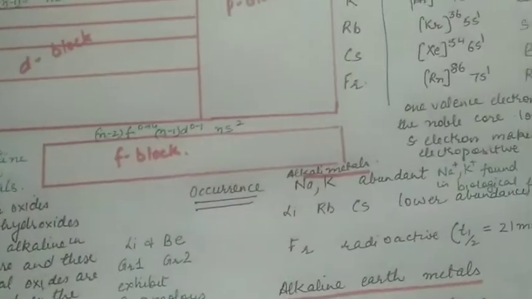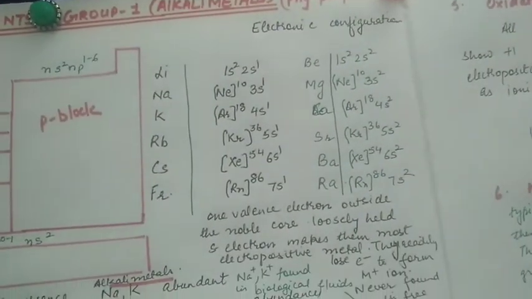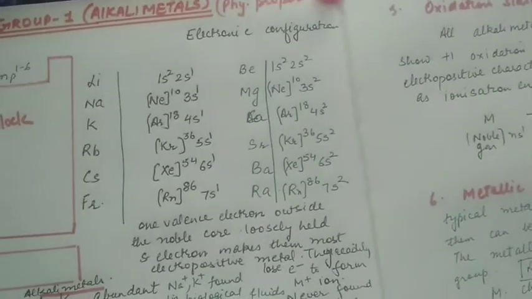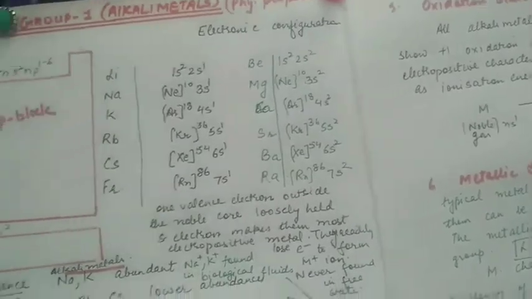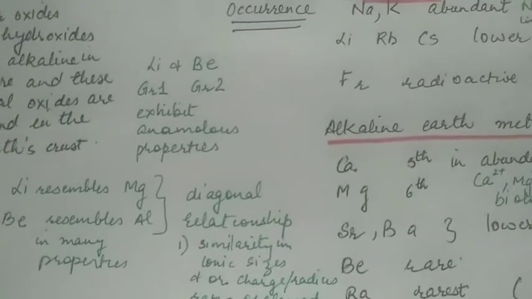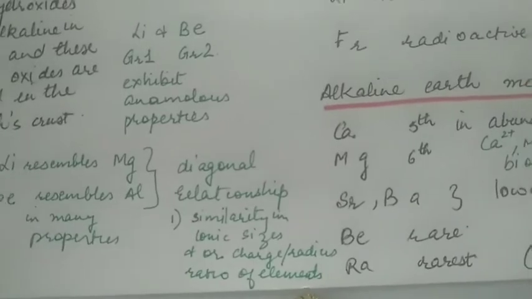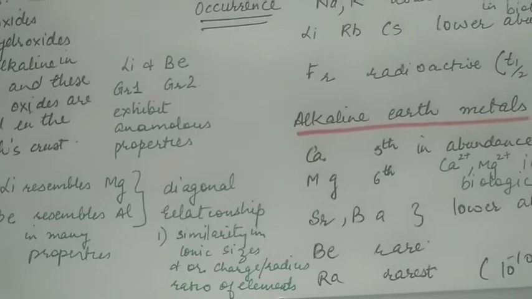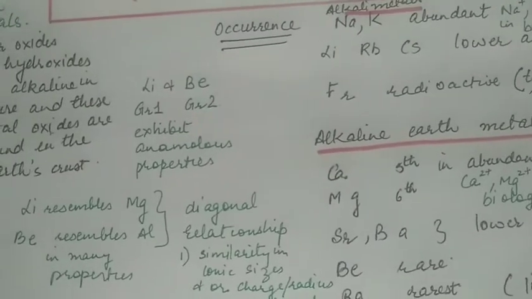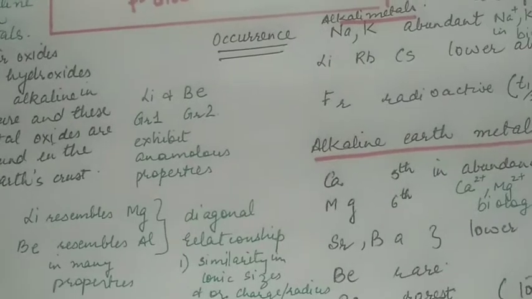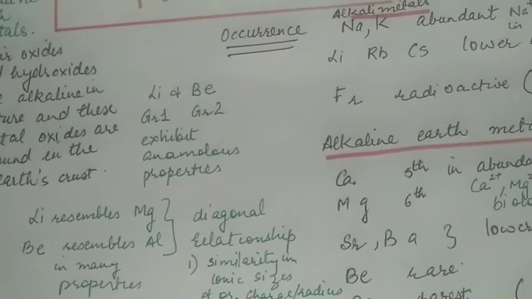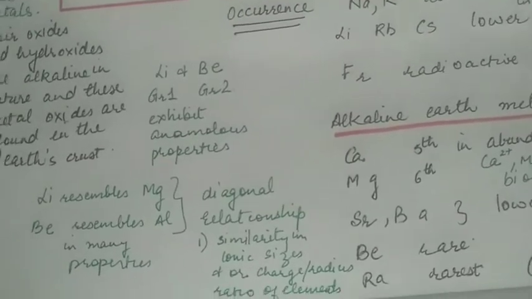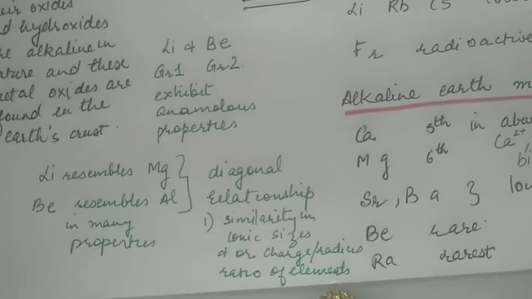The first element, lithium, of alkali metals has anomalous properties compared to the rest of the members. Similarly, beryllium is different from the rest of the members of the alkaline earth metal family. So we say that they exhibit anomalous properties. This is because they have very small size, high ionization enthalpy, absence of d orbitals, and greater electronegativity values, so they are different from other members of the family.